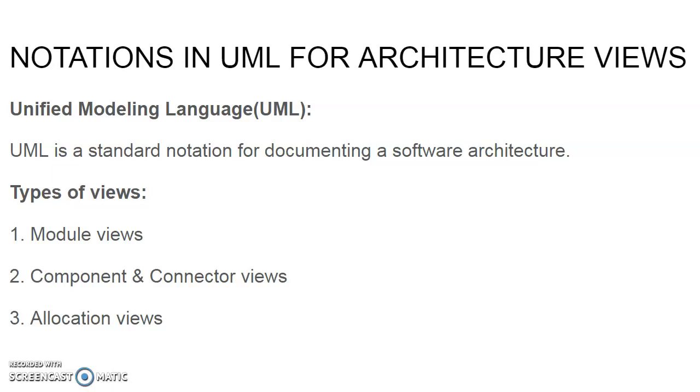Next one will be notations in UML for architecture views. This we already covered in our third unit, architecture views. We have our topic called notations in UML, right? So same here. UML is a standard notation for documenting a software architecture. As we know already, there are three types of views based on our structures. The first one will be module views, second one will be component and connector views, third one will be allocation views. We can see them one by one, right?